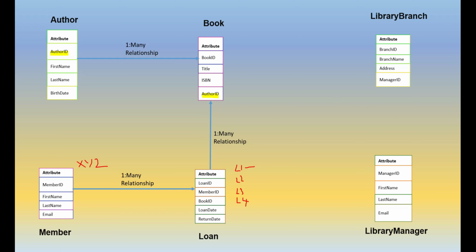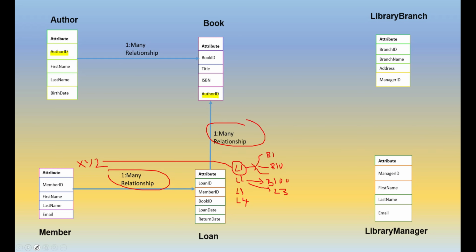So on loan 1, which he did on the first day, he can have again n number of books, right? Book 1, book 10, etc. In loan 2, he can borrow book 100, he can borrow book 23, whatever. That means from XYZ to loan, as you can see, it is one to many. And again, from loan to book, it is one to many. So that is why this is one to many, and this also is one to many.